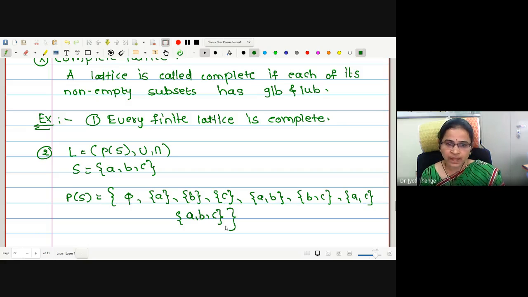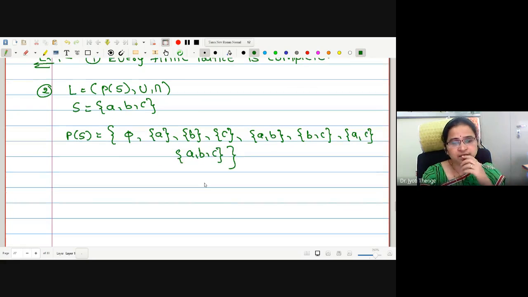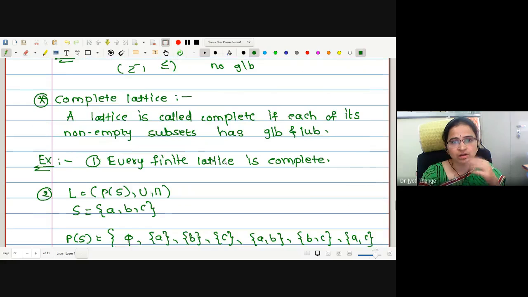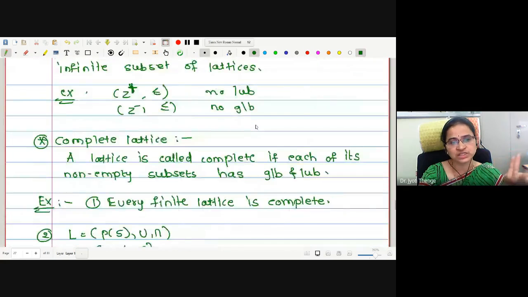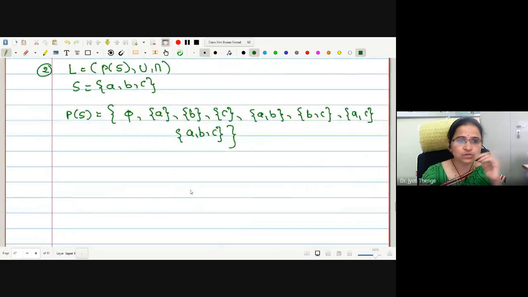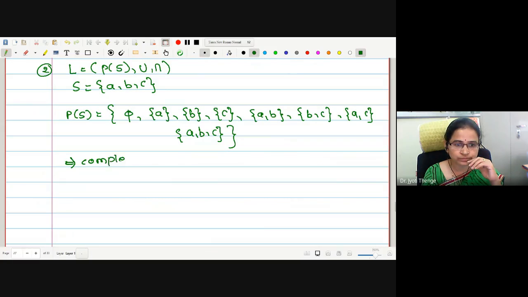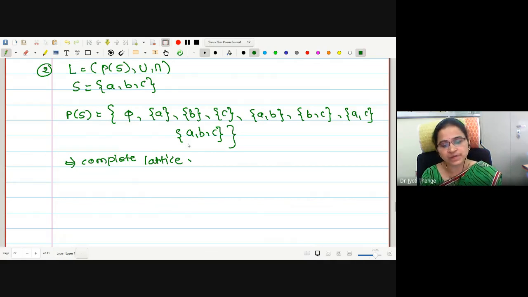Now you may check that for every finite subset you take, whether the GLB is going to exist or not. According to this discussion, for every finite subset, LUB and GLB are going to exist. Therefore, this is also an example of a complete lattice. Every finite lattice will be complete. Any doubt with this?